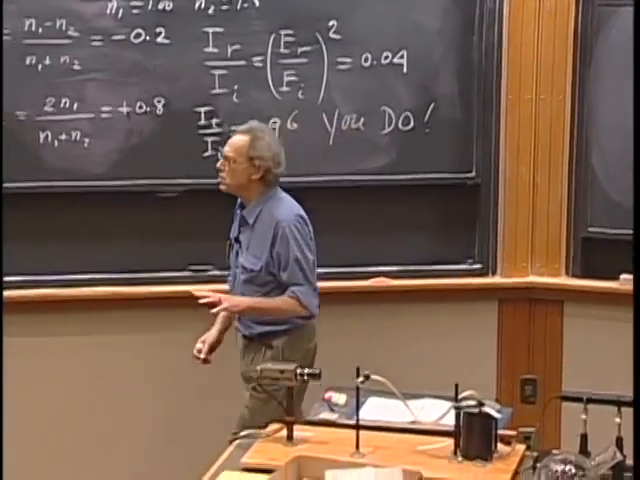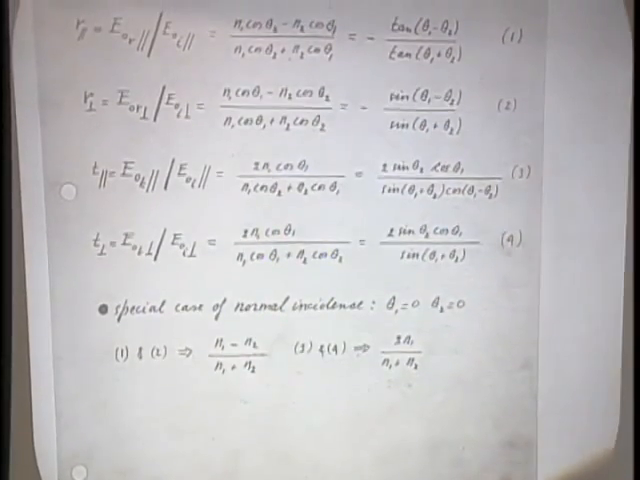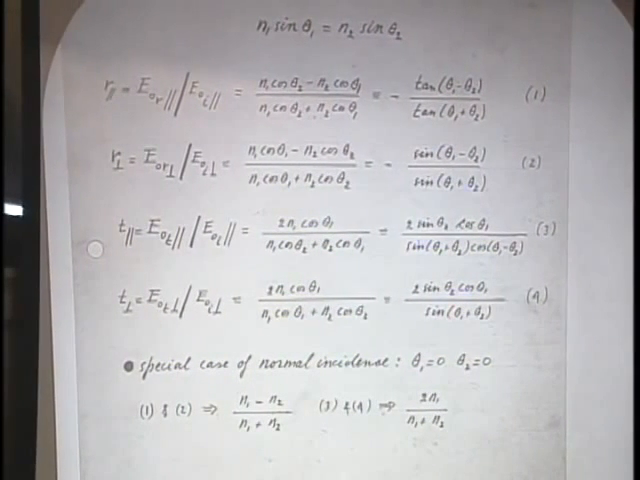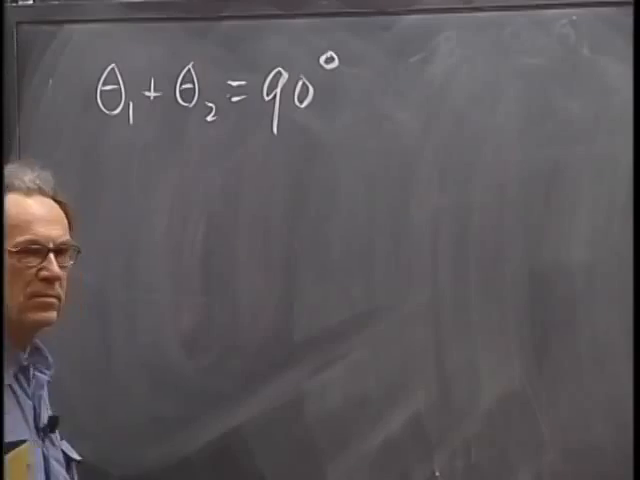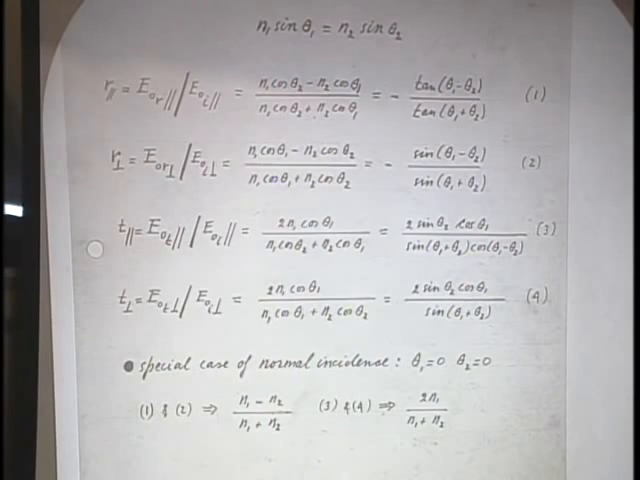There is something so incredibly bizarre about Fresnel's equations. Look at equation number 1. And look at the right column. Suppose you make theta 1 plus theta 2 90 degrees. I will show you. That's very easy. Then that thing goes to 0, because the tangent of 90 degrees is infinitely high. So r parallel, the way I have called that there, goes to 0.